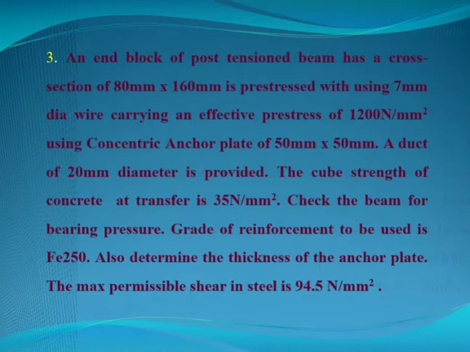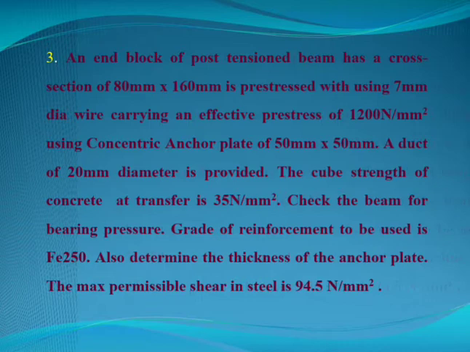Firstly, we have a duct of 20 mm diameter. Duct means an opening of 20 mm diameter is provided in the beam. Secondly, along with the check for bearing pressure, we have to determine the thickness of the anchor plate also, and the maximum permissible shear is given as 94.5. That means that these given values will be used somewhere.